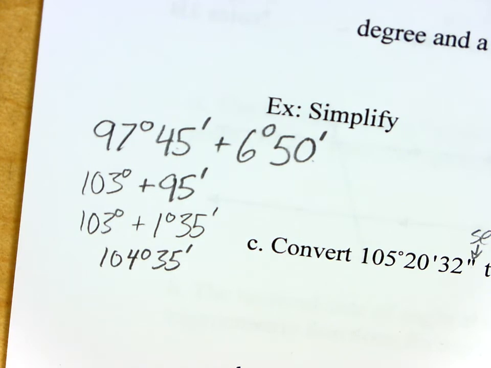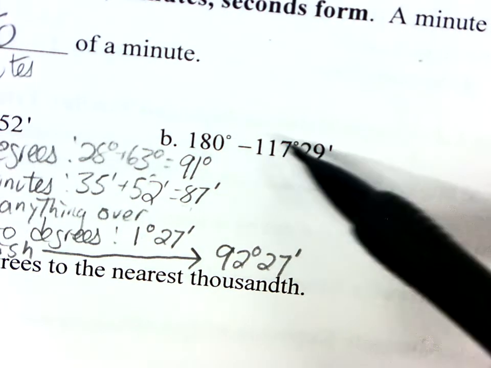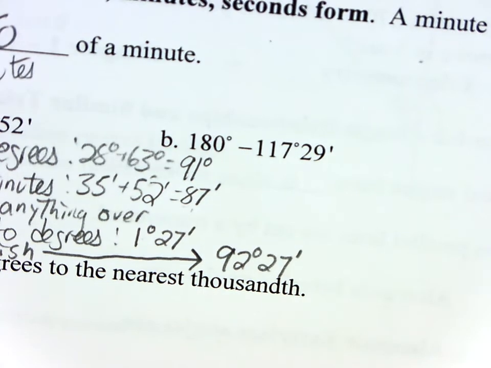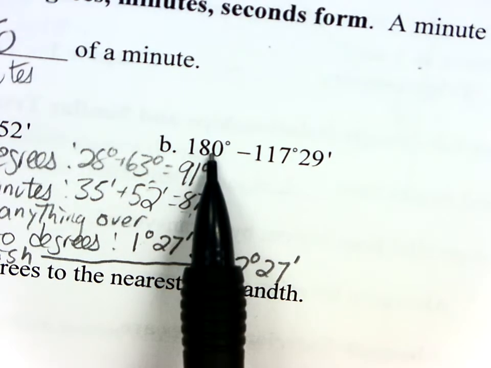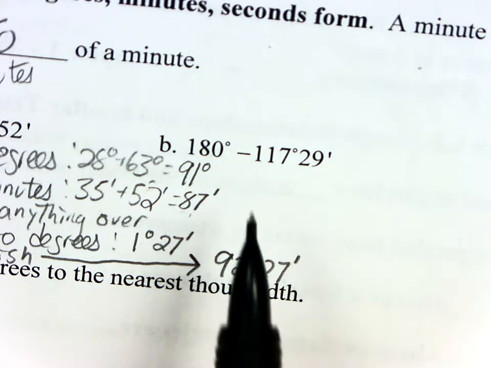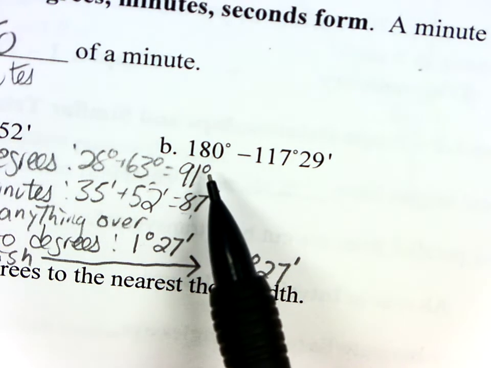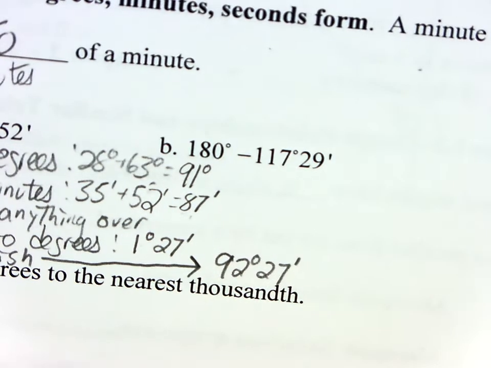Let's talk subtraction. So if you look at B over here, they want you to do 180 minus 117 degrees, 29 minutes. So here's the problem. This guy doesn't even have any minutes to subtract from. Well, what you can do is I can basically borrow one. So 180 minutes, wouldn't that be the same thing as 179 minutes? I'm sorry, 179 degrees and 60 minutes, right? So then I'll have minutes on either side that I actually can subtract from.